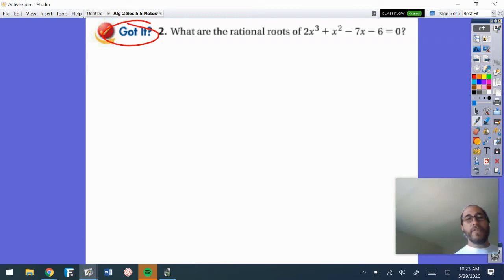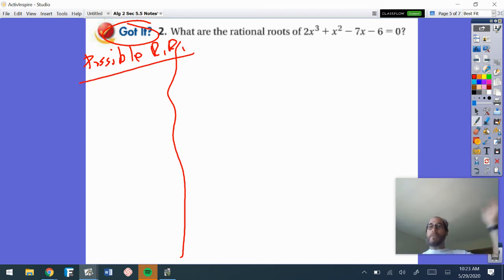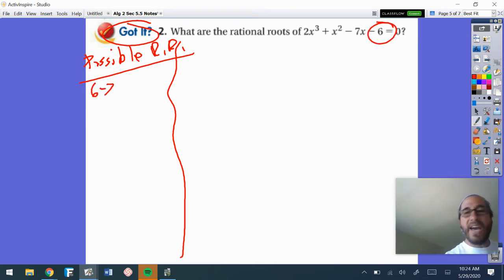All right, so remember, very first thing we do, we have two pieces here. We first find the possible roots. And people are going to say, do I really have to do all that? For sure you do. There's going to be questions on quizzes and tests that say list all the possibilities. So let's list them. My last term is a negative 6. That's okay. We just write down factors. What would the factors be?